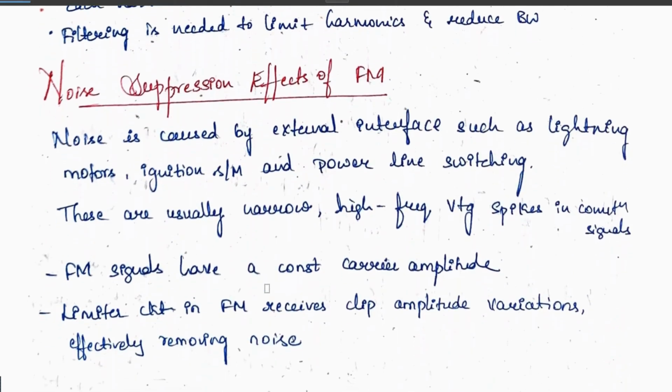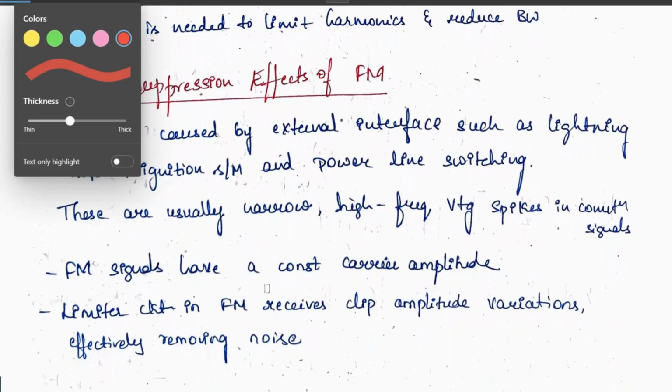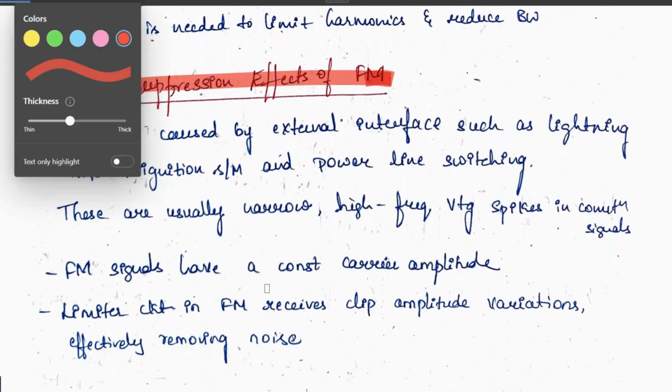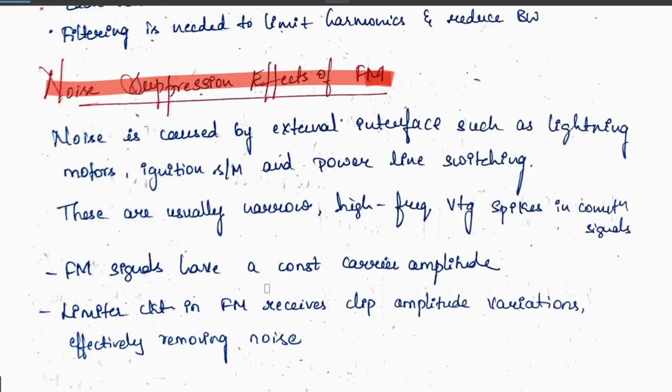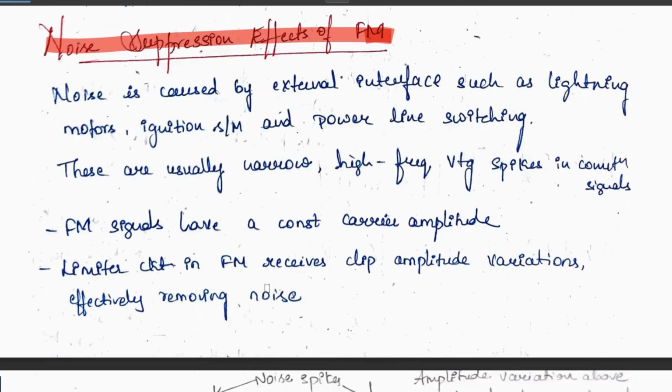Noise suppression effects of FM. This is also the most important topic in this module, in part 1. Noise is caused by external interference such as lightning, motors, ignition systems, or power line switching in various ways. They usually appear as narrow high frequency voltage spikes within the communication signal.